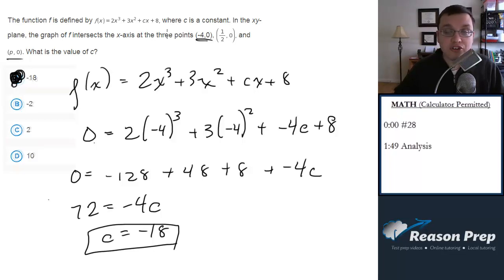There's a whole thing you could do with the factors and what the factors have got to multiply out to, and then you solve for p, and then you solve. I wouldn't do that. I think the easiest way to do this one is as I showed.